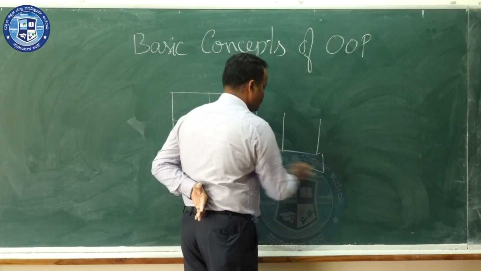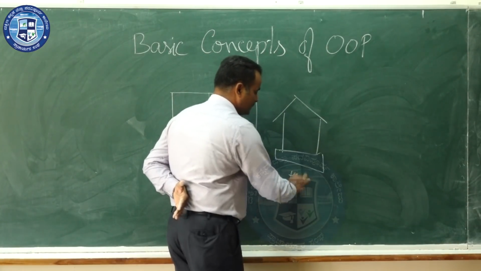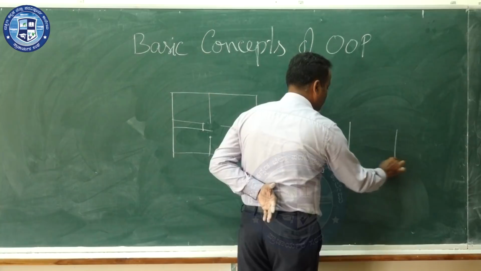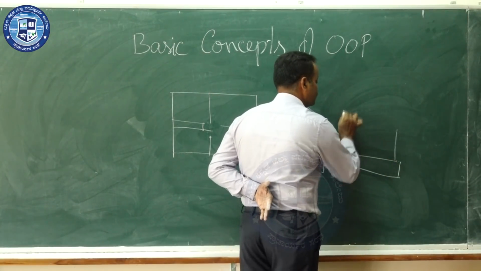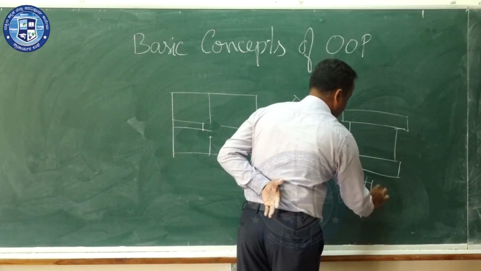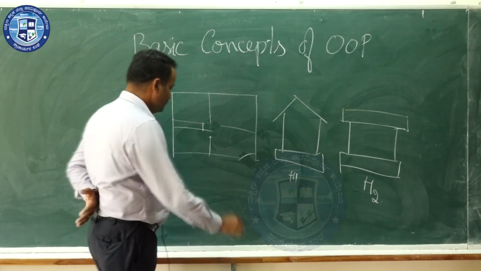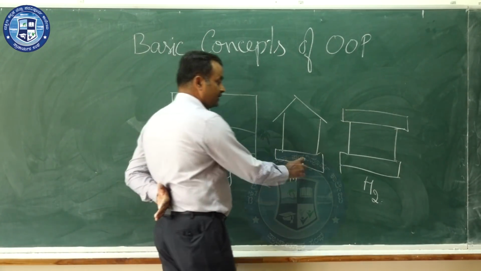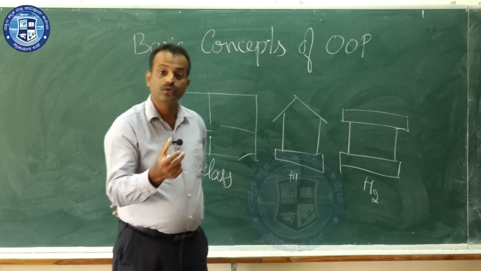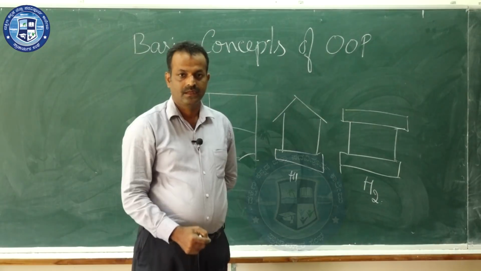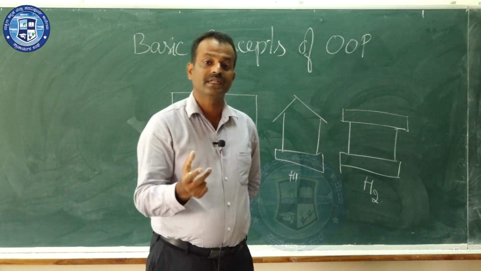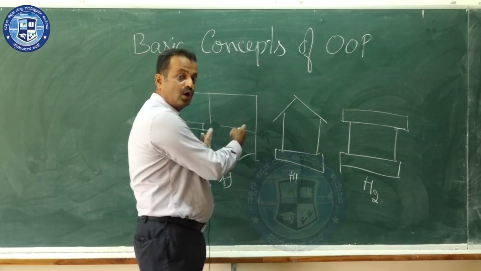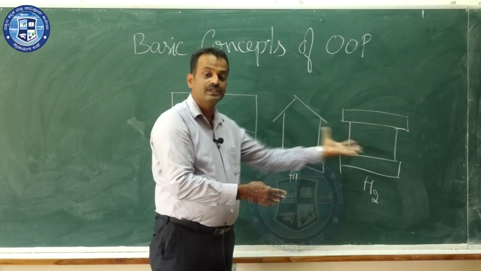Assume that this is my first house, and I call it H1, house 1. Now I may use the same blueprint and construct another house, and the name of this house will be H2. Now this blueprint can be compared to the class, whereas these houses can be compared to the instances of the class. So what is an instance? Instance is nothing but the copy. But it is not just the copy of the blueprint, it has some physical space.